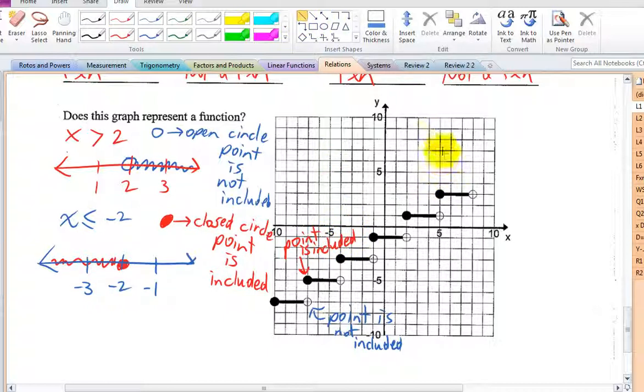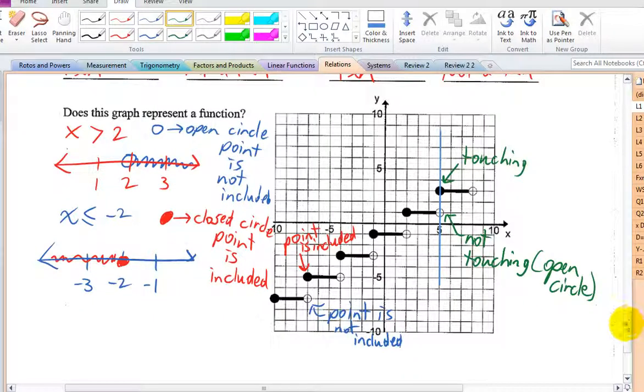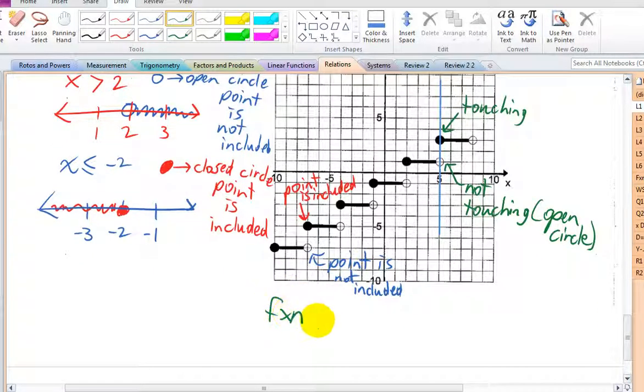So what that means for the vertical line test, let's do a vertical line at one of these situations. This means that it is touching at that point, but down below it means that it is not touching. Okay, because of the open circle. Okay. So you have to be super careful with that. So this one is a function because it passes the vertical line test.